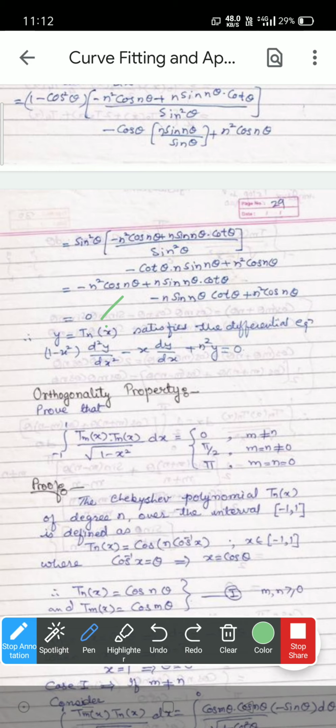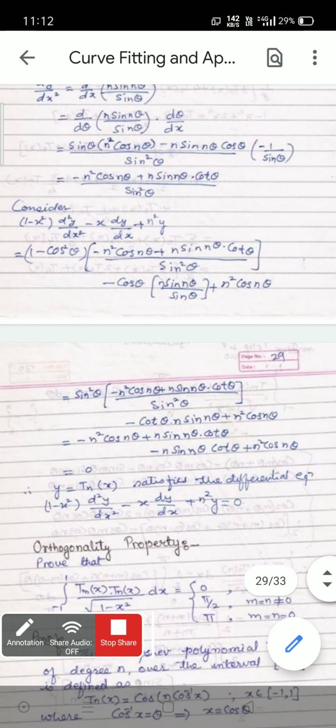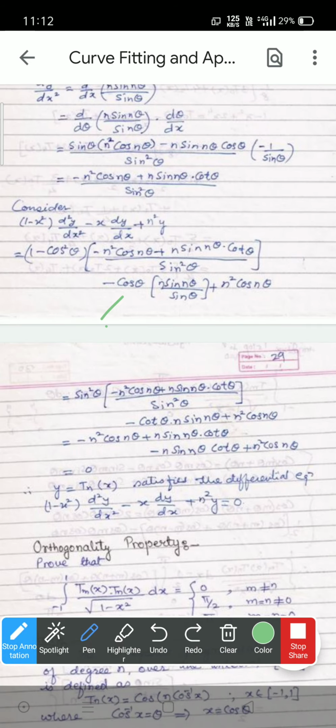Means Chebyshev polynomial Tn of x satisfies this expression. Y is equal to Tn of x satisfies the differential equation 1 minus x square d2y by dx square minus x dy by dx plus n square y is equals to 0. Understand this example or theorem?